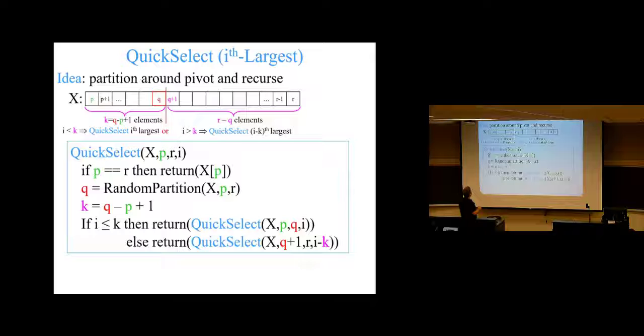And if P is equal to R, then we just return that element, right? If the array is just one element large, the median of an array with just one thing in it is that thing. Trivially, that's the base of the recursion. So that's the easy part.